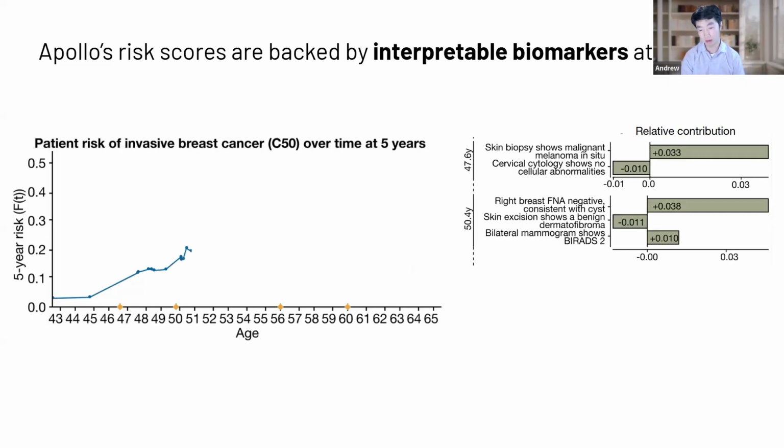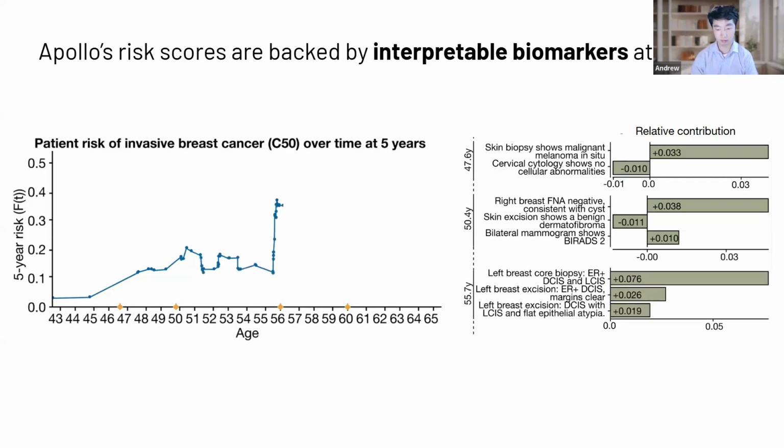So here we have at first the increase in risk coming from a right breast fine needle aspirate, which is suspected to be a cyst. And then the bilateral mammogram. The BI-RADS 2 is normal, so probably the slight increase in risk from this mammogram can just come from it being a certain age proxy factor. Patients at a certain age get mammograms, and their risk also increases just as a function of age.